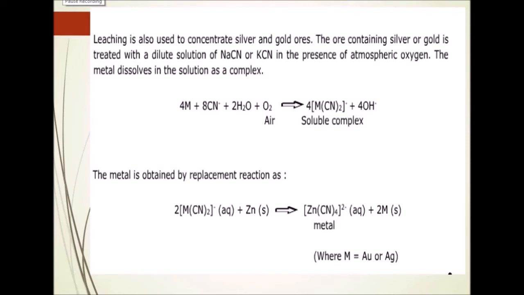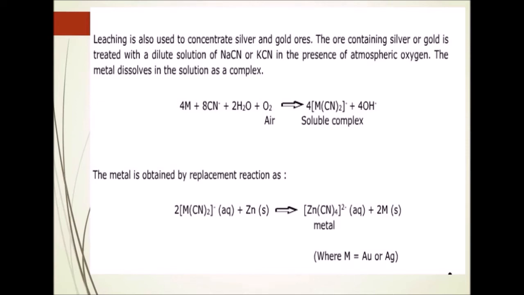Ores like silver and gold are concentrated by this method of leaching. First, the ore containing silver or gold is treated with a dilute solution of about 0.5% of sodium cyanide or potassium cyanide in presence of atmospheric air or oxygen.